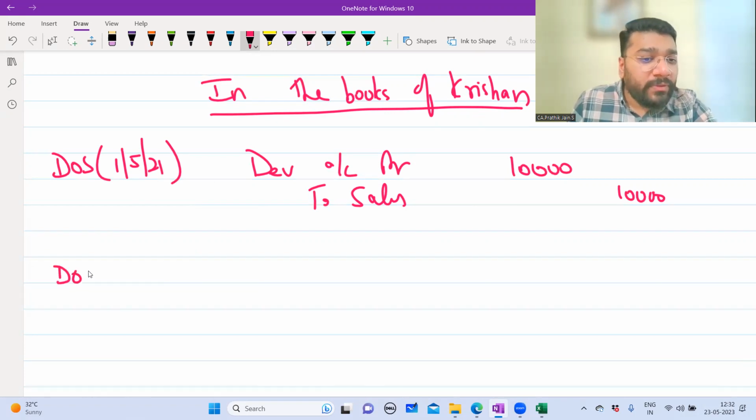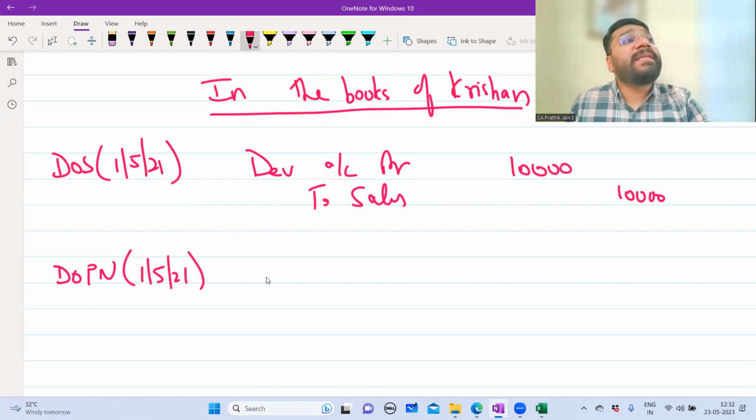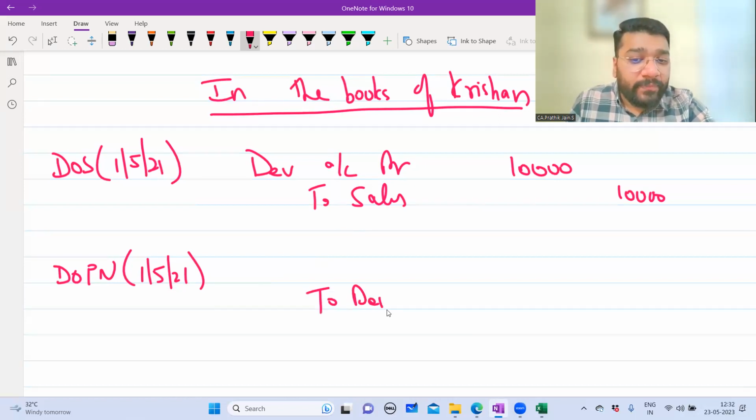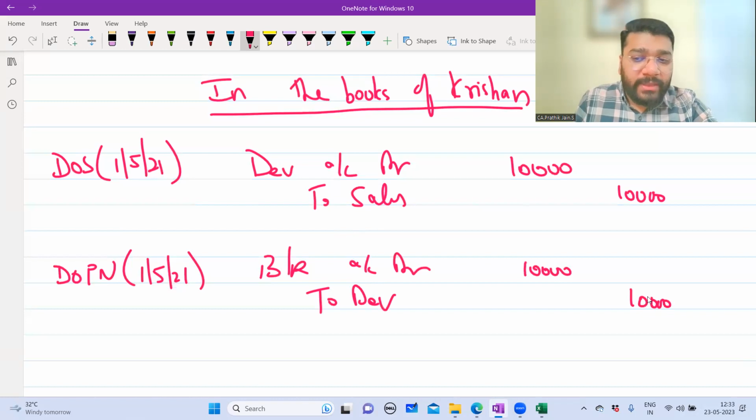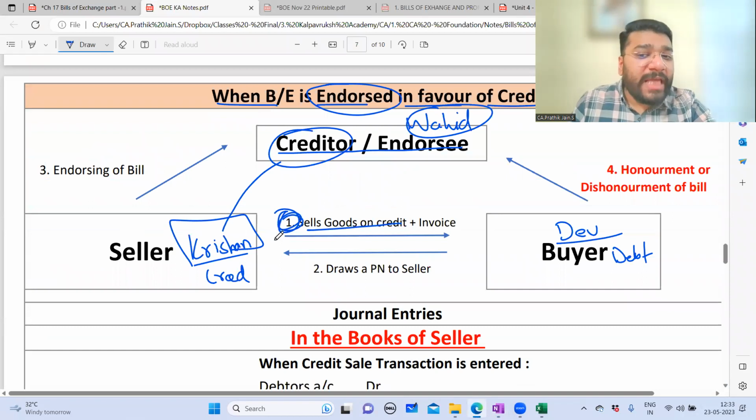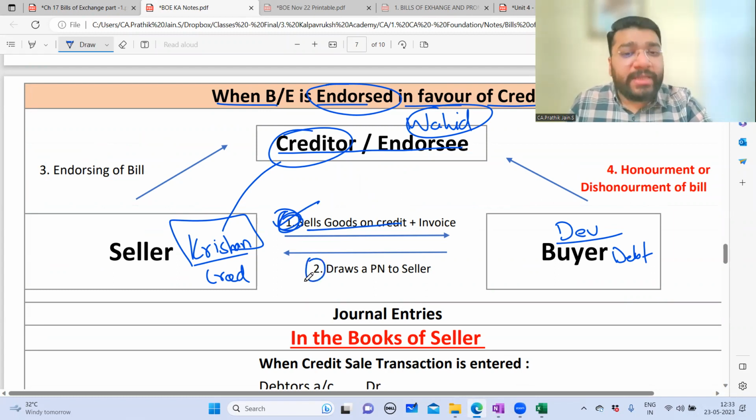So on the date of promissory note, that is on 1/5/21, we have to cancel Dev, and in place of that, I have to prepare bills of exchange. So Dev is currently in debit. To cancel Dev, I have to put him in credit. So bills receivable account debit to Dev, 10,000. Guys, go with the flow. The first transaction is happening between Krishan and Dev, which is a credit sale transaction. Therefore, Krishan has recorded it in his books. Second transaction is also happening between Krishan and Dev, where a promissory note is executed. So Krishan is recording it.